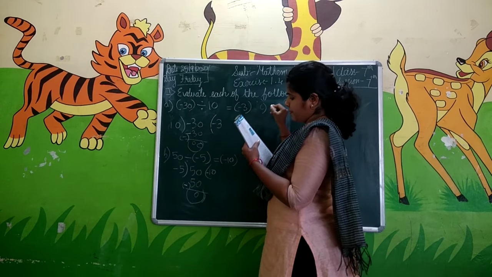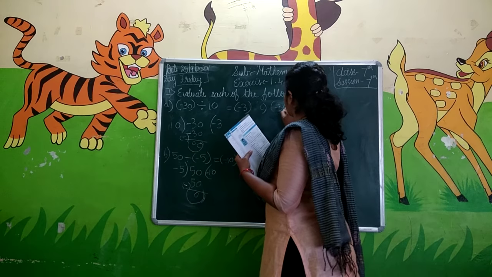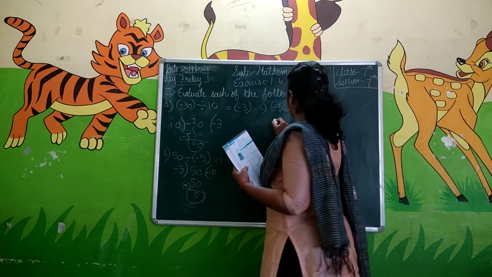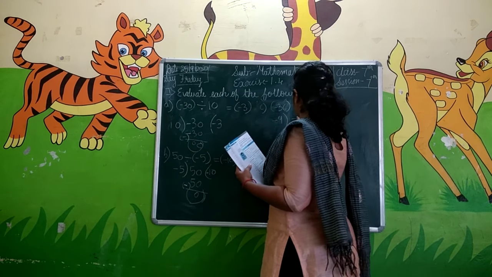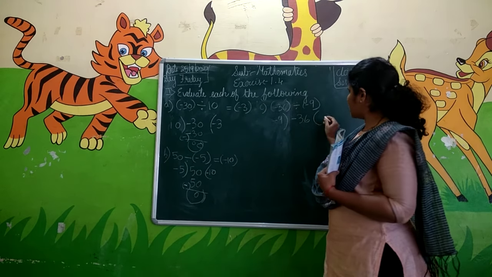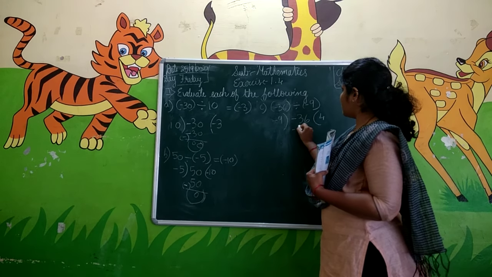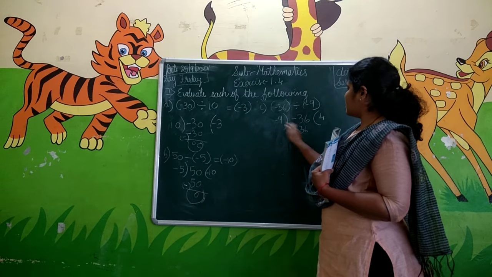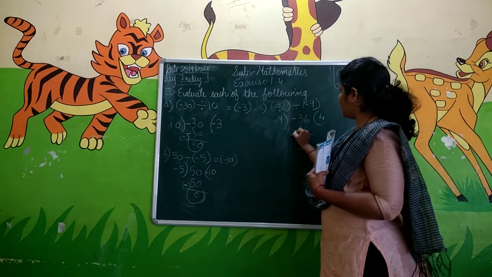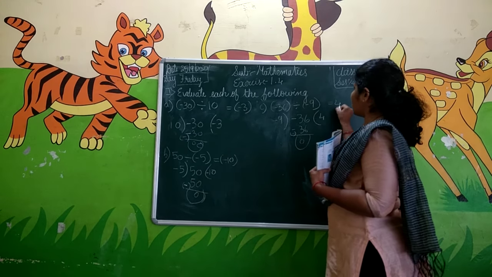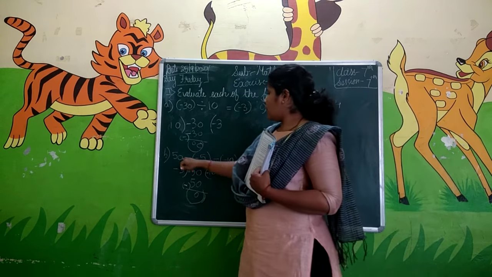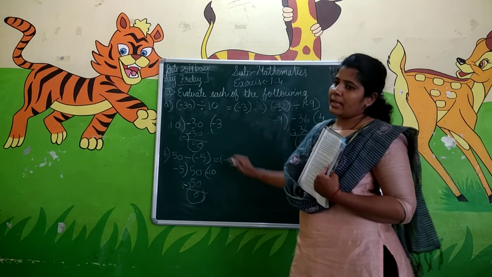Next, C: minus 36 divided by minus 9. Here you take minus 9 into minus 36. 9 fours are 36. Minus into minus gives plus, and we subtract. 4 is the answer. If we get two negative signs, the quotient will be a positive integer. If we get one negative and one positive integer, we will get the answer as a negative integer itself.